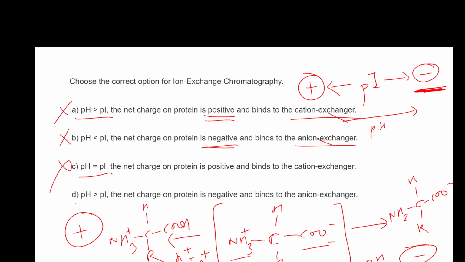The fourth option is pH above pI, the net charge on the protein is negative, which is correct, and it binds to the anion exchanger. This will be correct, because if the protein is negative, the matrix will be positively charged. Then anion exchange happens, and this kind of matrix is called an anion exchanger. So the correct option will be D. Okay.